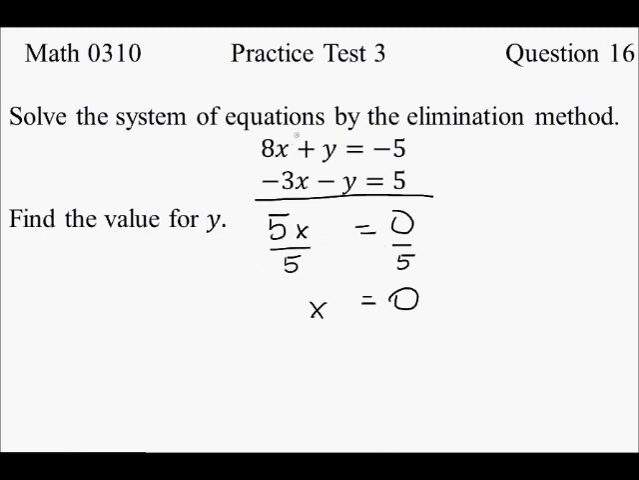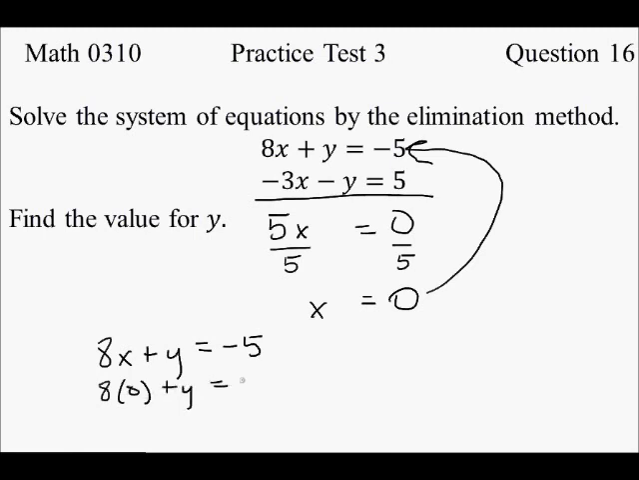Alright, so x is 0, so we'll just plug that back into one of our equations to get y. Maybe we'll pick the first one here. So 8x plus y equals negative 5. X is 0. This becomes 8 times 0 plus y equals negative 5. 8 times 0 is 0, so that really goes away, and we're just left with y equals negative 5. And it says find the value for y. So our answer for number 16 is B.